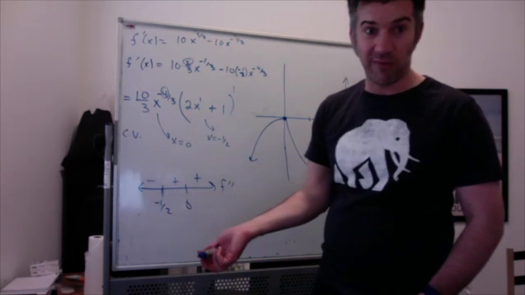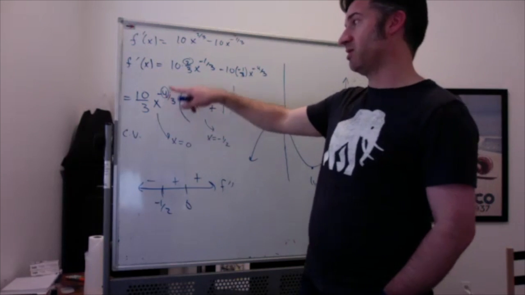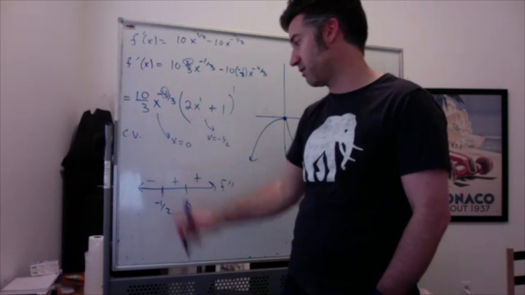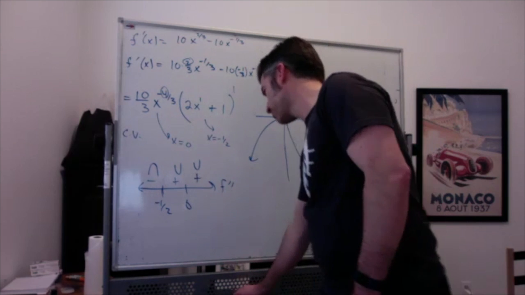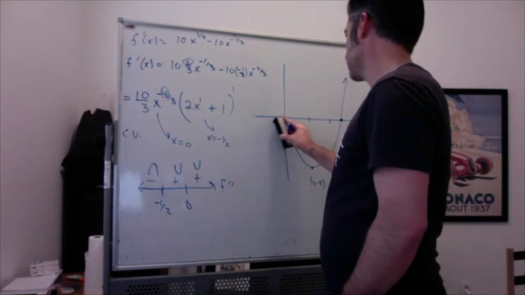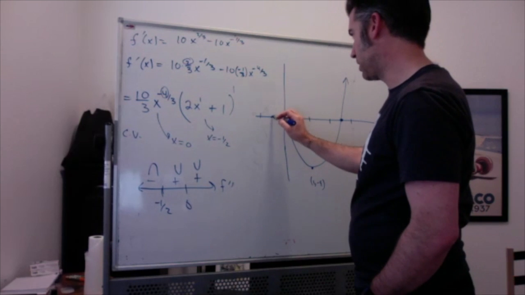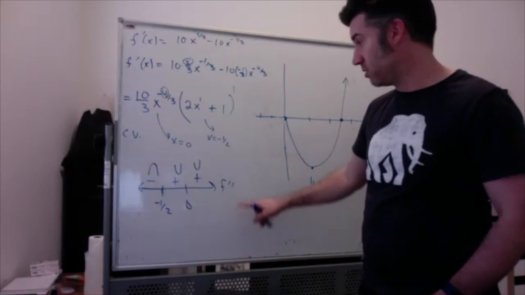Or you can plug in negative 1. Negative 2 plus 1 is negative, and then negative 1 to the negative 4/3 is still positive. So a positive times negative is negative. So it's concave down, concave up, concave up. So at negative 1/2, it is changing from being concave down to concave up.